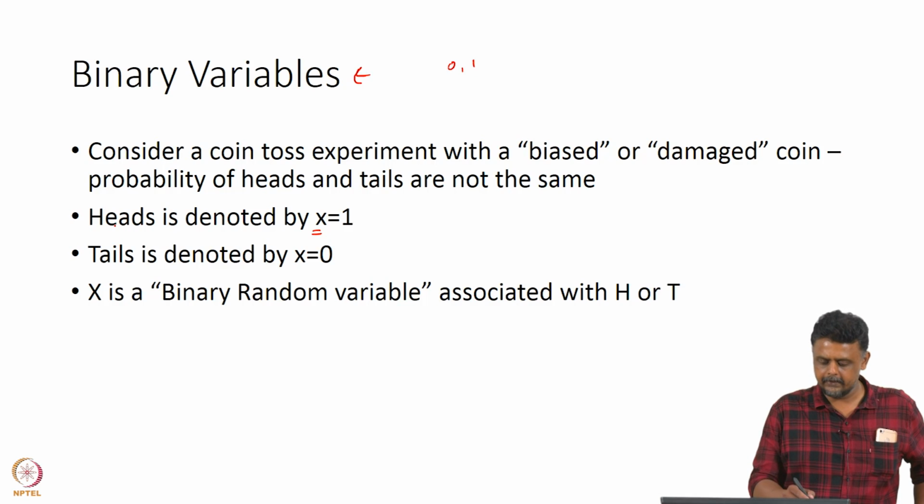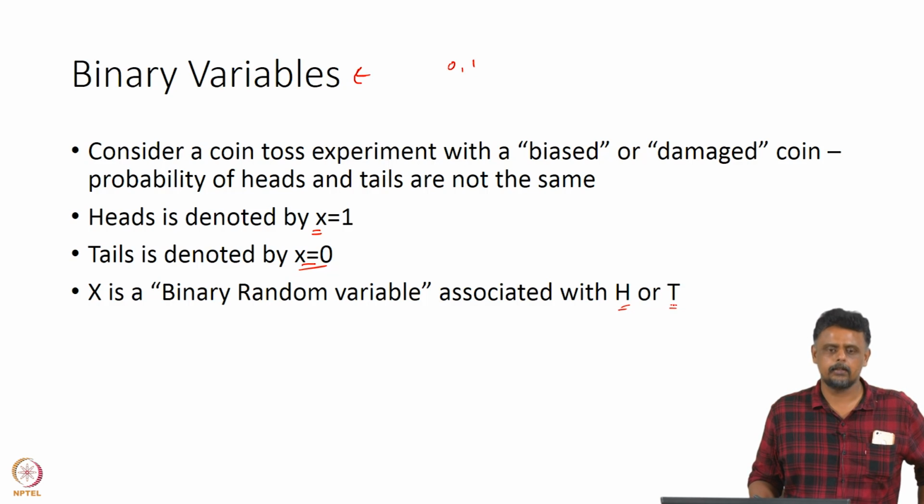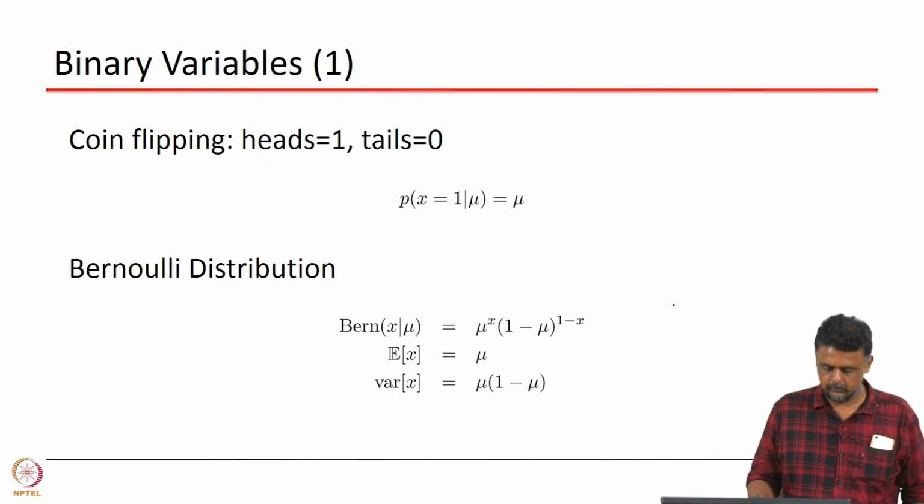So if you toss the coin and you get heads, x gets a value 1, and if you toss the coin and you get tails, x gets a value 0. Such a variable x is referred to as a binary random variable, and it is associated with you getting either heads or tails based on a coin toss.